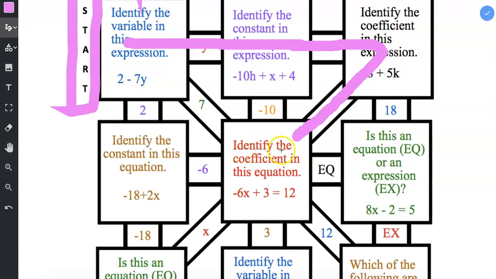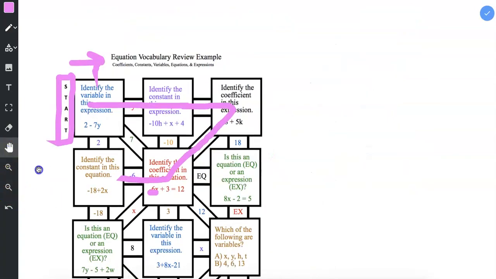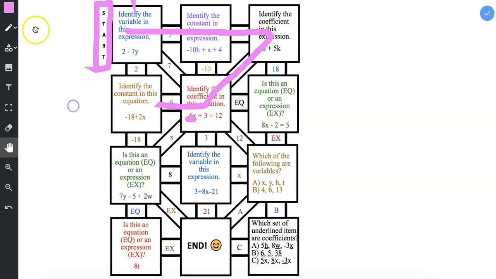Alright, and the next one is identify the coefficient in this equation. Remember, the coefficient is the number in front of the variable. So it's the -6, so I need to take the path this way. And I prefer having it zoomed out, so I'm going to go ahead and zoom back out. Now it says, identify the constant in this equation. Remember, the constant stands alone. The -18 stands alone, so I take this path next.